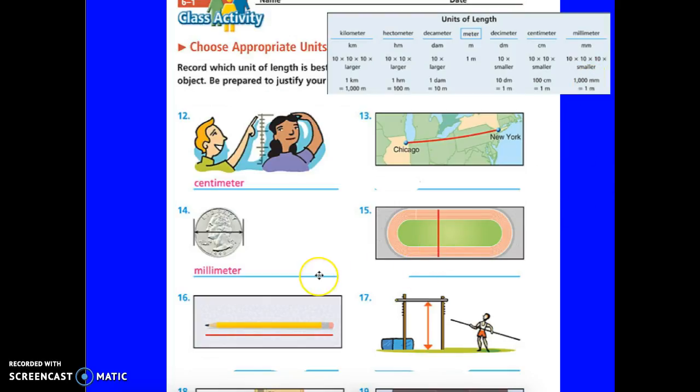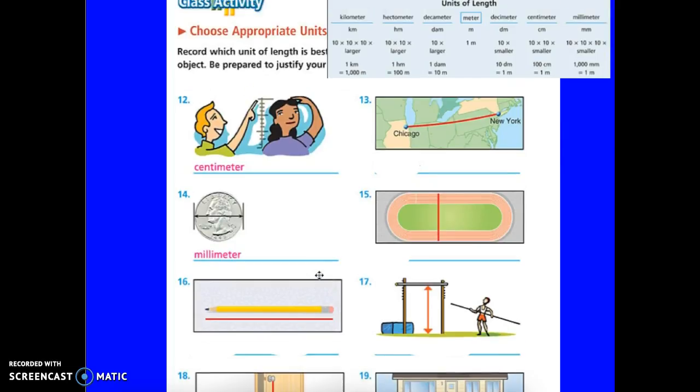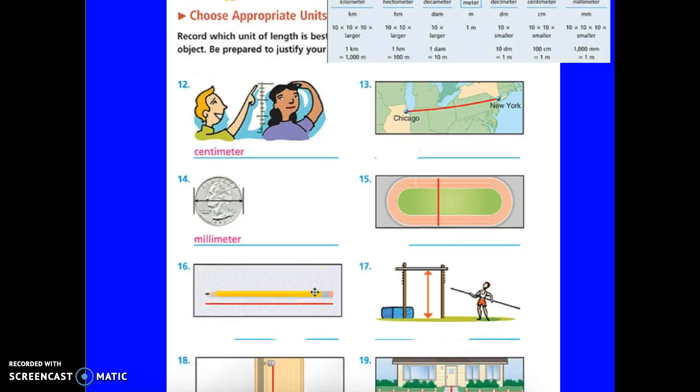How about a pencil? What would be a good measurement for a pencil? Pause your video and think about that for a second. All right, and there could be a couple of answers. I would say that for a pencil, both millimeters and centimeters would be good. You're going to be pretty accurate. Obviously, millimeters are going to be really accurate, but centimeters is going to be pretty close as well.